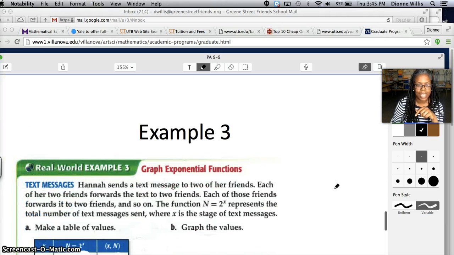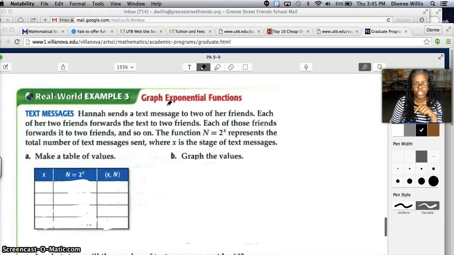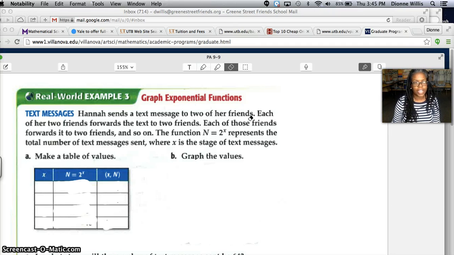So our example 3 gives us an introduction to exponential functions. So we're going to look at some exponential functions here. Hannah sends a text message to 2 of her friends. Each of her friends then forwards the text message to 2 more friends each. Each of those 4 friends now sends the message to 2 more people. So you can see this is information that's spreading rather quickly.